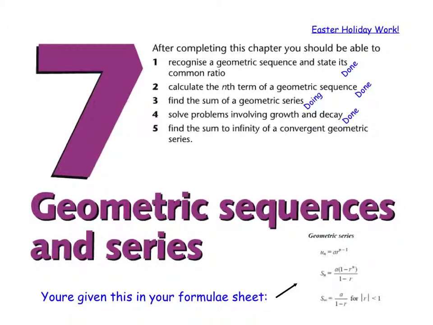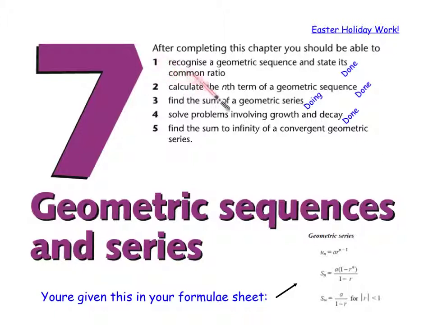Now then, we're moving on to the fourth lesson in geometric sequences and series. In our first one, we recognised a geometric sequence and stated its common ratio. That was r. Remember, one term divided by the previous term gives you the value r. It's what you multiply the first term by to get the next term. You multiply by it again to get the next term, and so on.